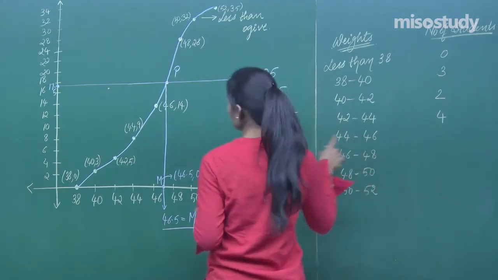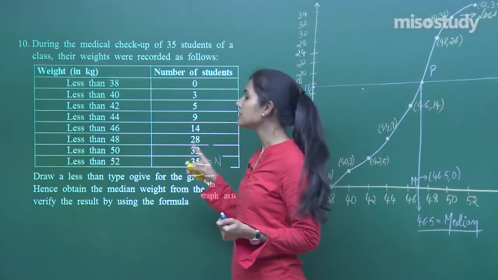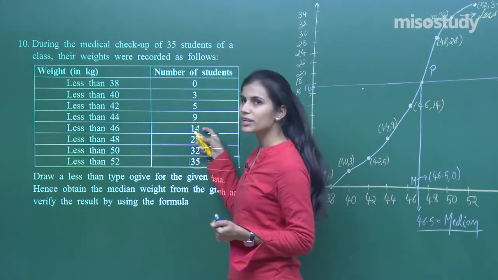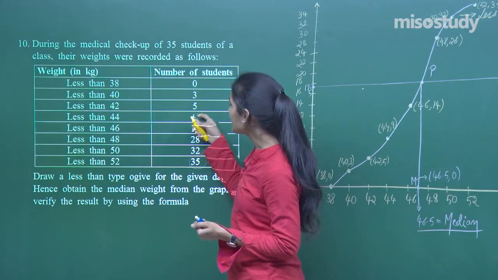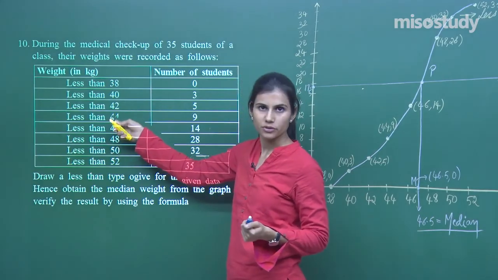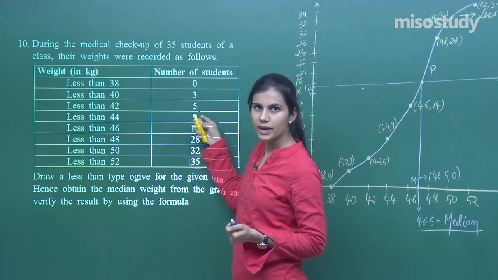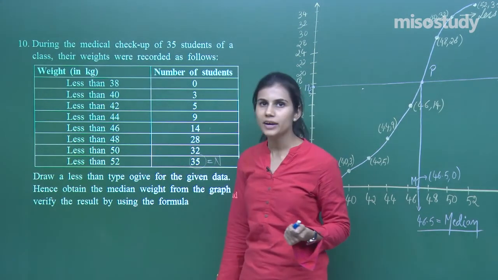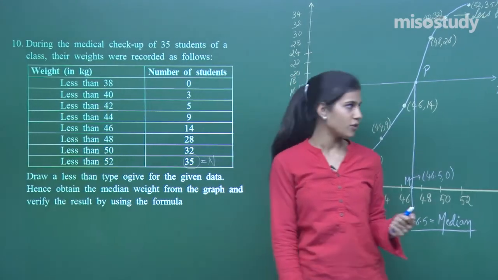Now you want 44 to 46. 44 to 46 means greater than 44 and less than 46. Less than 46 is the weight of 14 students, right? Out of these 14 students, 9 students have weight less than 44. That means what is 14 minus 9? 5. 5 students have weight greater than 44, less than 46. Let's write 5 over there.